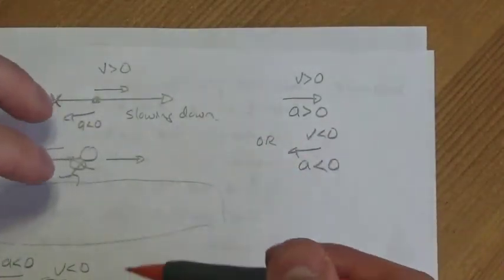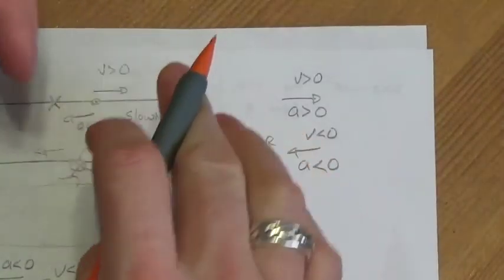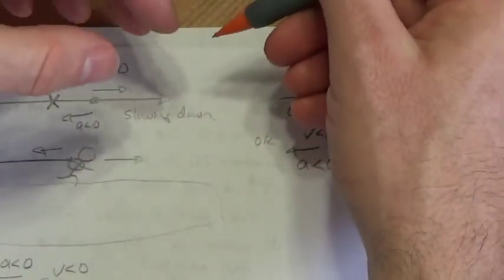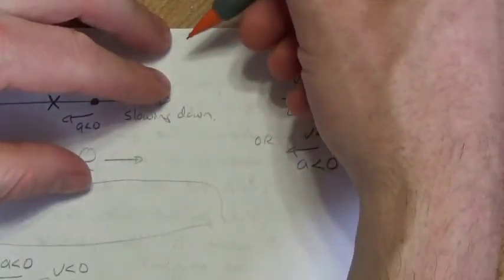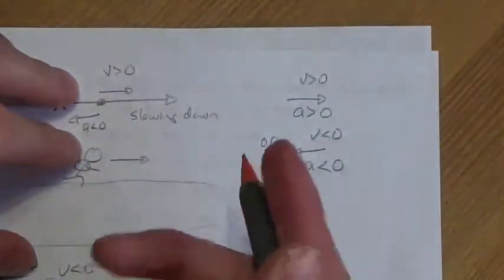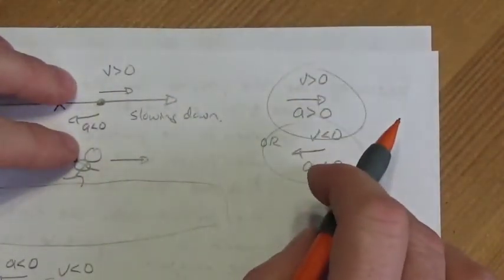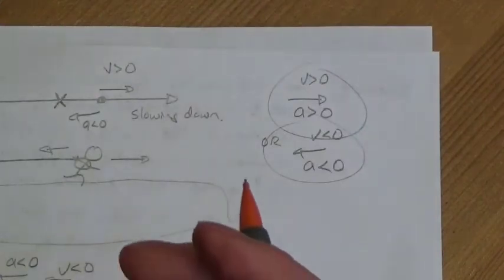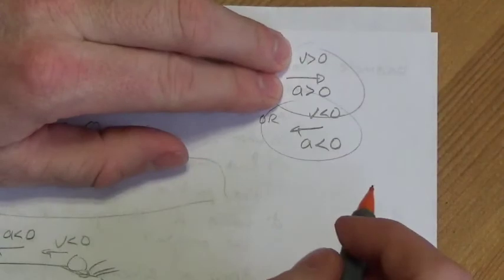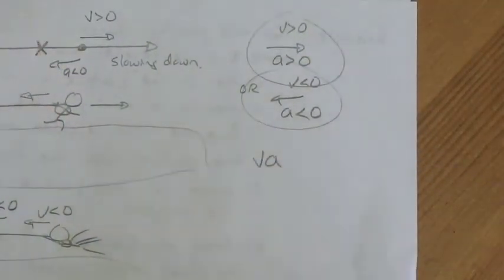Another way to explain this is if I throw something in the air: initially its velocity is positive and its acceleration is negative. That's why it slows down until it reaches the peak of its trajectory. When it starts to come back down, its velocity is negative and its acceleration is also negative. So it's moving with the force of gravity, and that's when it starts to speed up. In either situation the particle is speeding up. Notice, either they're both positive or they're both negative.